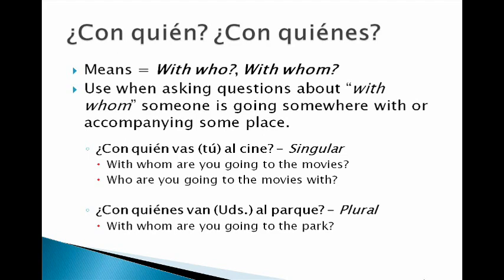For example, ¿Con quién vas tú al cine? With whom are you going to the movies? That is a very proper way to ask that question. So really, we would say, who are you going to the movies with? And again, we know that it's probably just one person they're going to the movies with, so we're going to say ¿con quién? ¿Con quiénes van ustedes al parque?